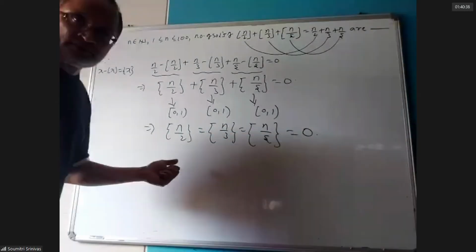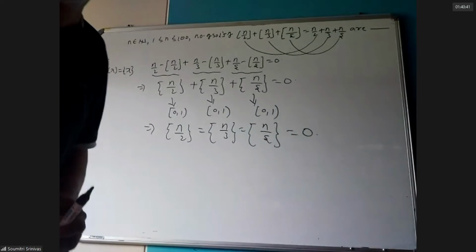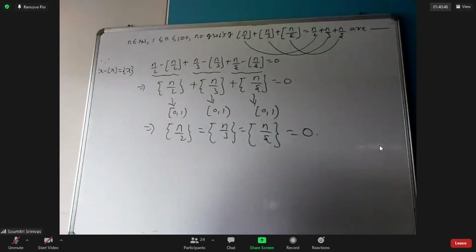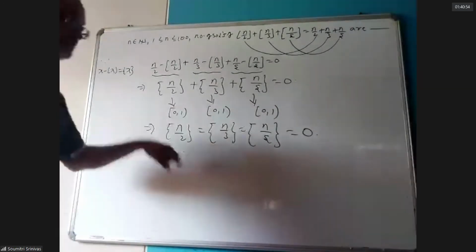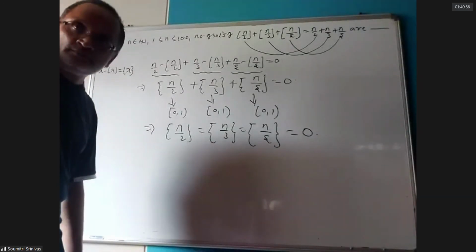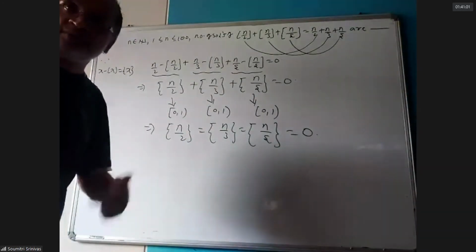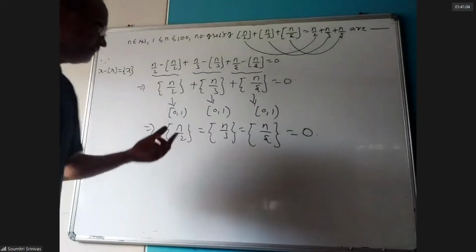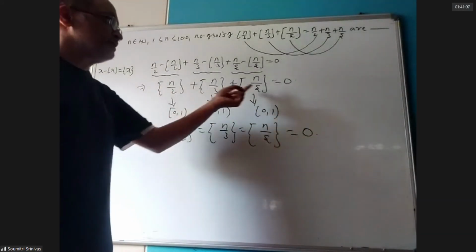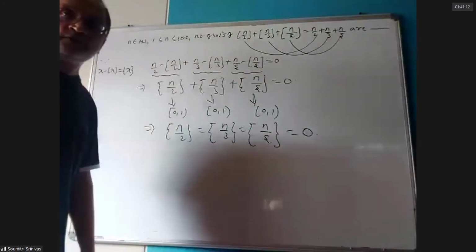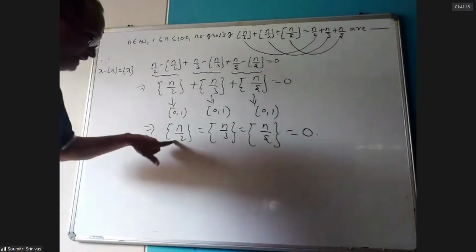Will it become 1? No. If n is 1, what is the fractional part of 1 by 2? Fractional part of 0.5 is 0.5. This will become 0.5, this will become 0.33, this 0.2. How can the sum be 0? What should n be?